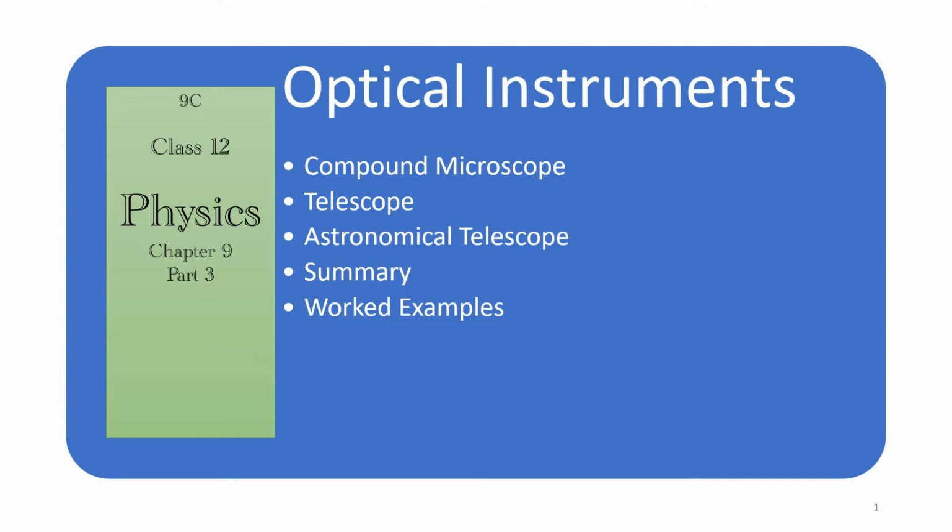We have already studied about the human eye in lower classes. We now go on to describe the principles of microscope and telescope working. Under this section, we have compound microscope, telescope, astronomical telescope, summary and worked examples.